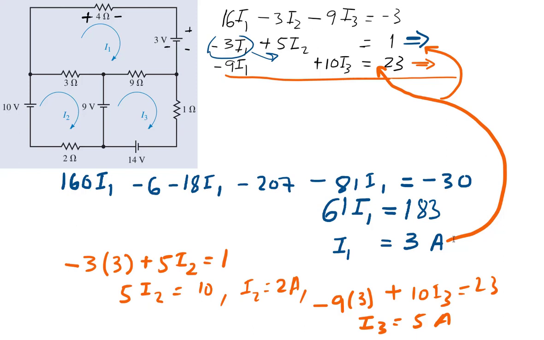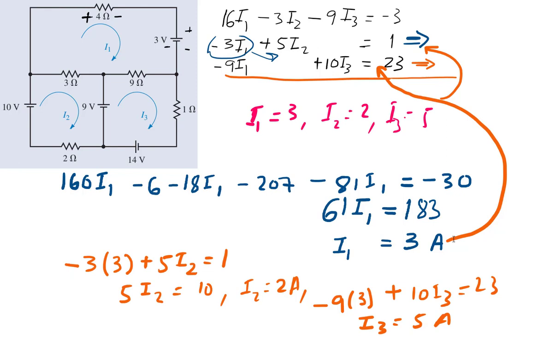And this solves the problem or finds out the needed values. So I1 equal 3, I2 equal 2, I3 equal 5.